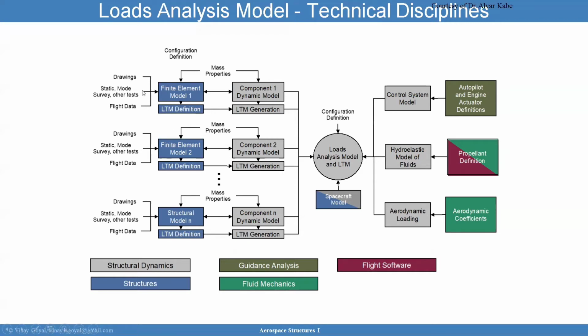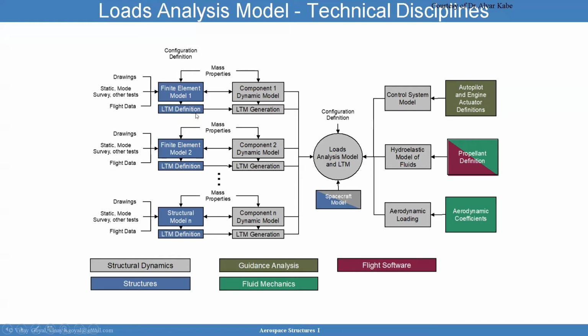First, here in blue, you see the drawings, the static mode survey, other tests, and flight data. All that goes into the finite element model. Once you develop the finite element model based on drawings and information about the part, you want to then check it against mode survey and other tests, static tests, and things like that to make sure it's an accurate representation. The flight data can also help improve the finite element model, but only if you have some initial flight test data. And the same applies for component number 2, and so on up to component number n. And then from here, you go and develop your dynamic model.